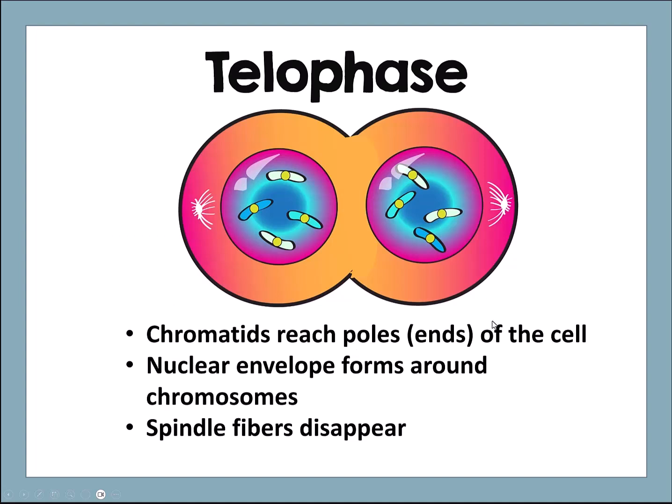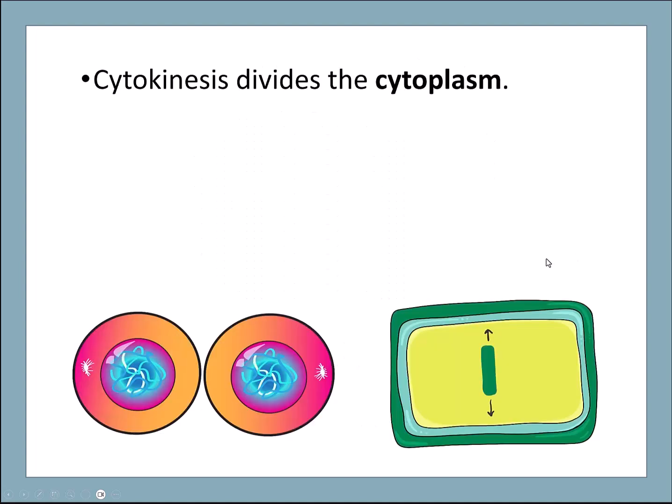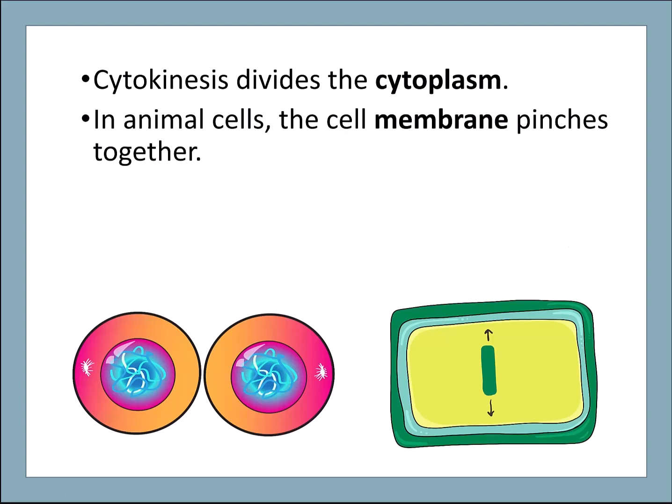In telophase, chromatids reach the poles, or the ends of the cell, and the nuclear envelope begins to form around them. Because remember, we need to keep the DNA protected whenever possible. The spindle fibers start to disappear, and the cell is going to begin to elongate here, finishing with cytokinesis, which divides the cytoplasm. So now the DNA has divided, and then the rest of the cell, the cytoplasm and all the organelles, begin to divide during cytokinesis. This is different in plant and animal cells.